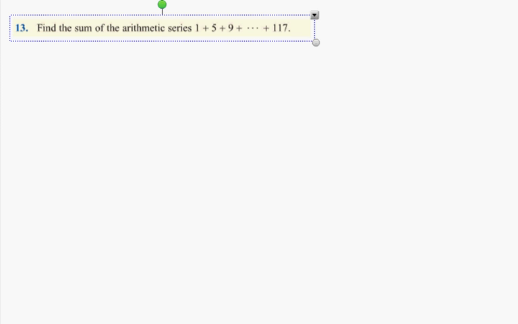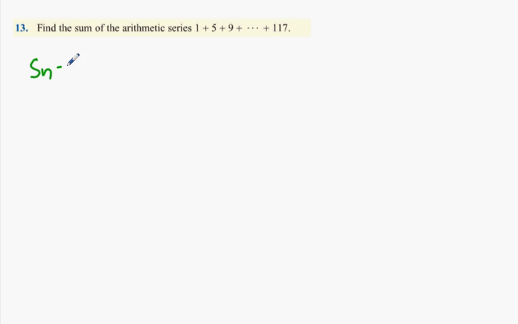Find the sum of the arithmetic series. Can anybody tell me what formula you usually use when you get the sum? Sum? Anybody? It's Sn equals n over 2 times 2a plus n minus 1 times d. Now, which parts do you need to work this equation? What letters do you need to know? A, d. You need to know a and d for a start.